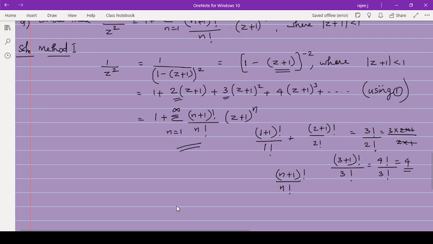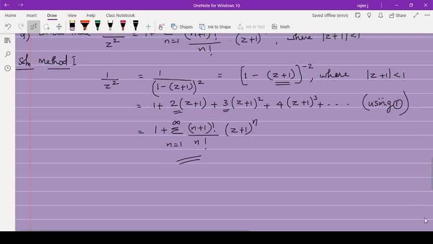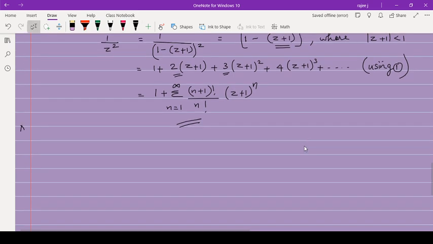This is method 1. Now method 2 for this one is the traditional method, where you find the derivative of that and then simplify it. Okay, so I will show that too. So here, method 2.